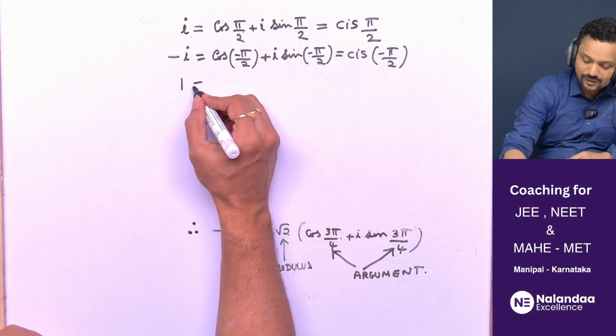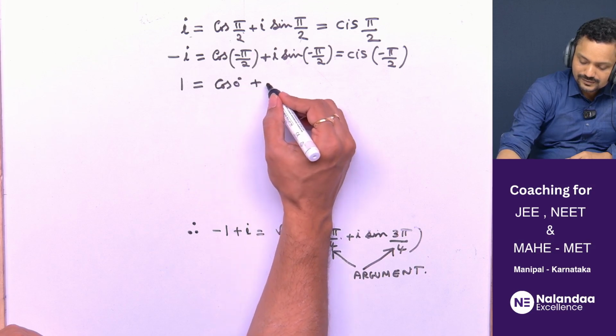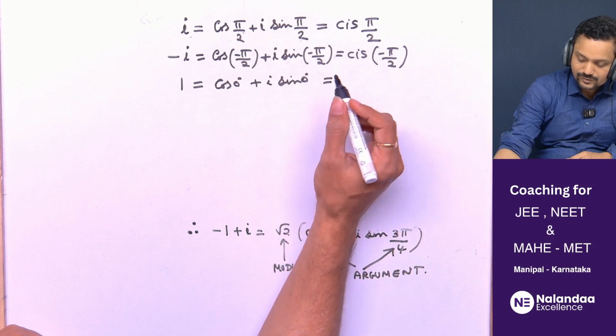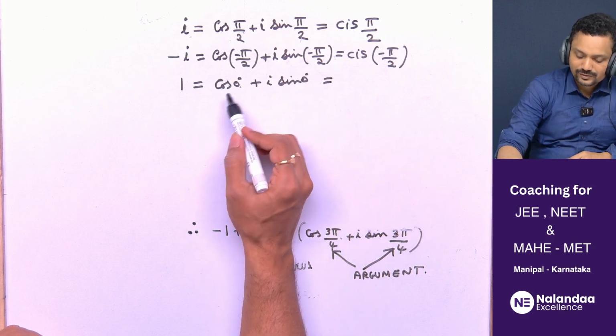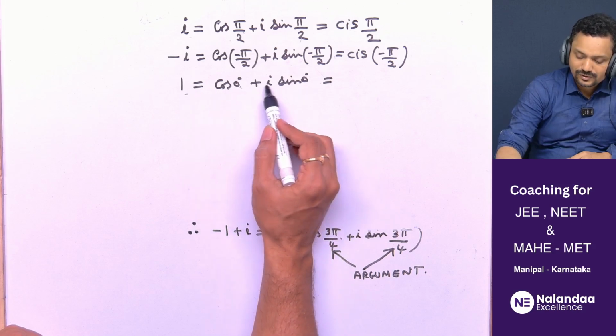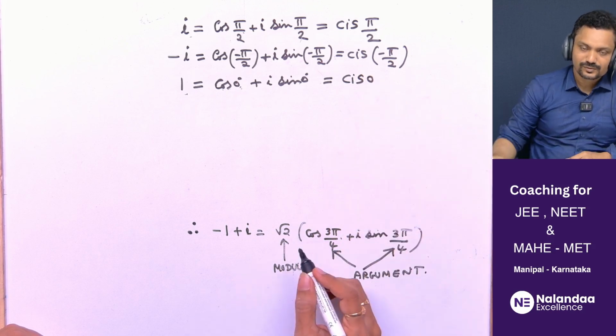Then the polar form of 1. 1 is cos 0 plus i sin 0. Yes, you can actually verify it right there. Cos 0 is 1, sin 0 is 0, so you will get 1. So it is cos 0 plus i sin 0, which can be written as cis 0.